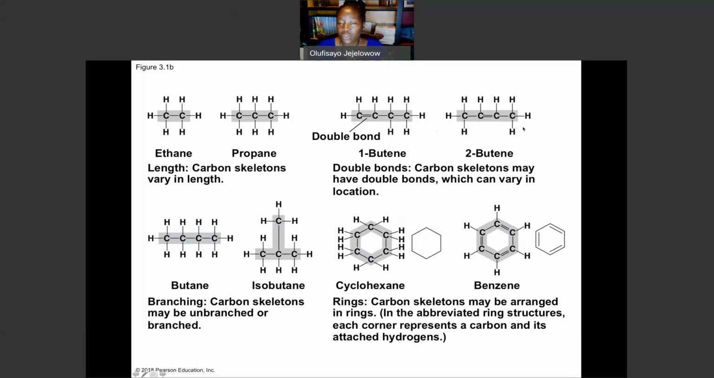If 2 carbon atoms, not shown in this picture, share 3 pairs of electrons, then it will be a triple bond. There will be no hydrogen here and probably no hydrogen here, and it will be a triple bond.